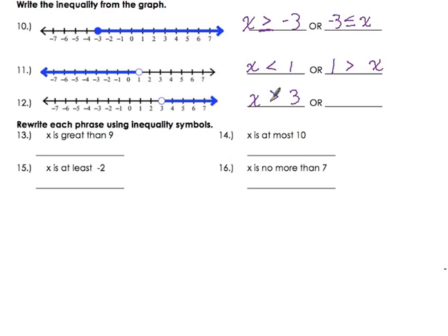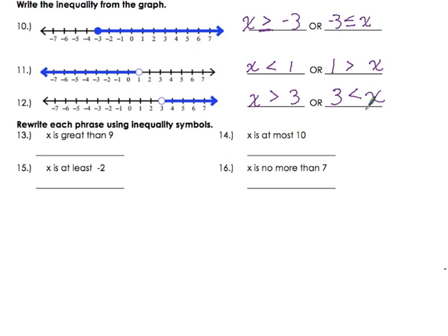You guys are doing awesome. Woohoo! All right, so if I want to flip that around, what is it going to say? Don't all speak at once. It's okay, really. Come on. 3 is less than x.